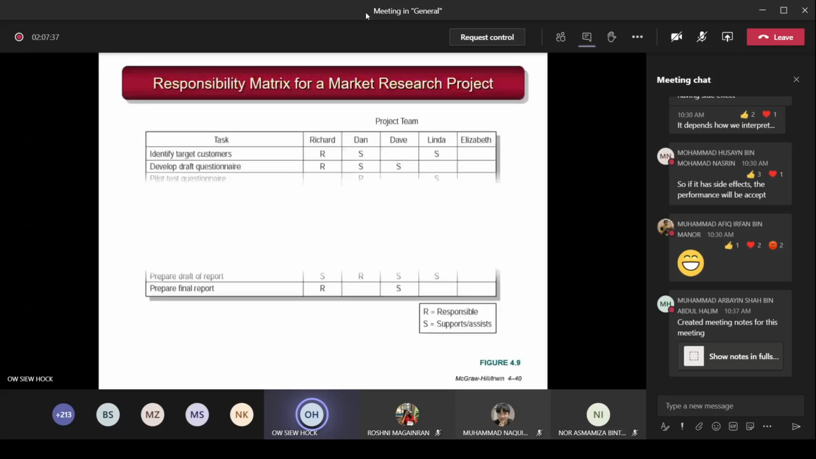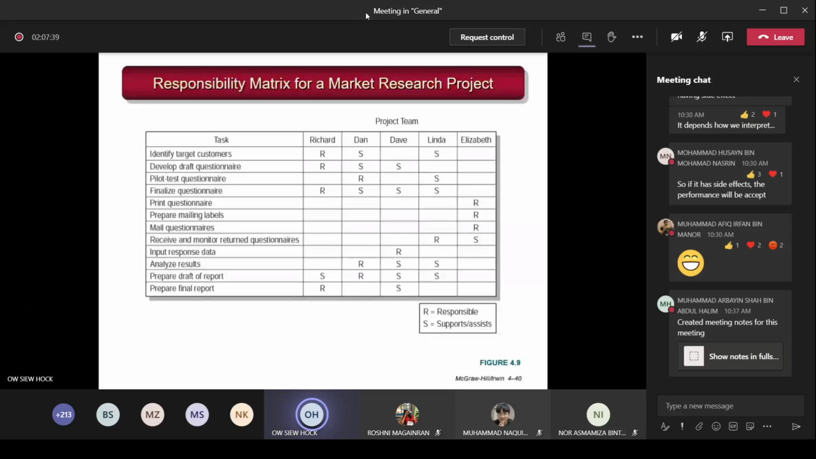Okay, let's see. Now, you see this chart consists of all the team members: Richard, Dan, Dave, Linda, and Elizabeth. These are the tasks that you break down. I think this is quite related to the survey one. You identify the target customer, develop draft questionnaire, pilot test questionnaire, finalize questionnaire. So you list out all the tasks, and then Richard is assigned this task.